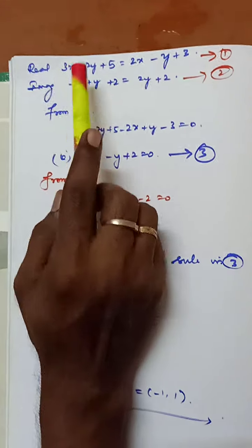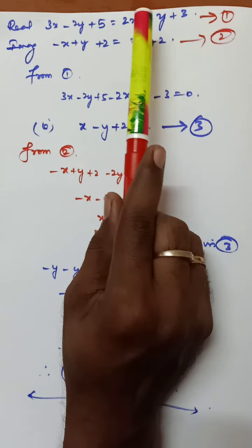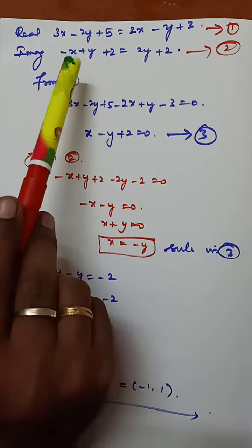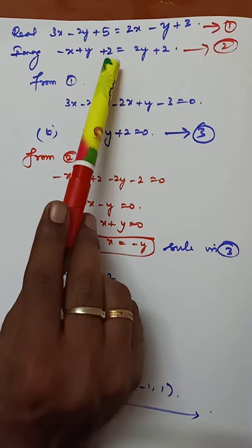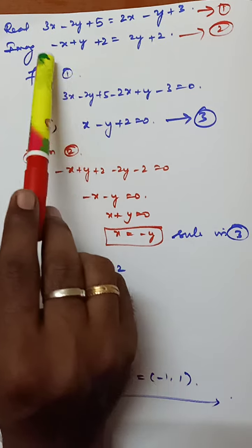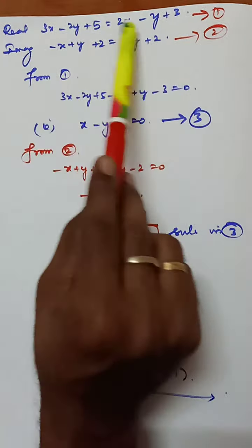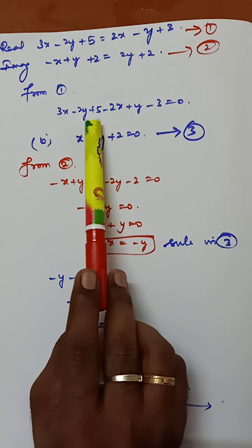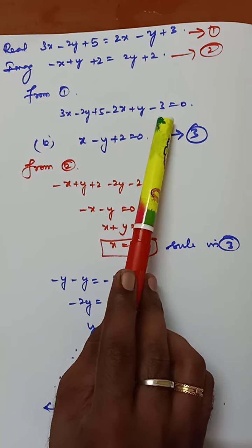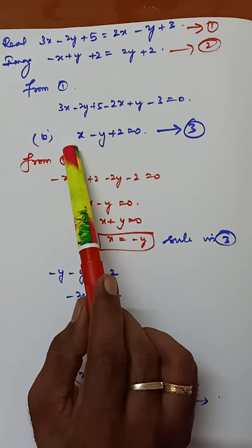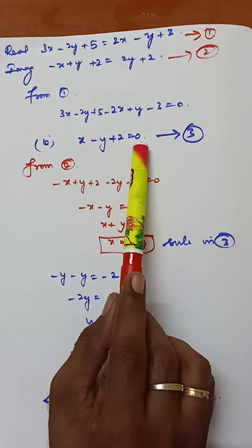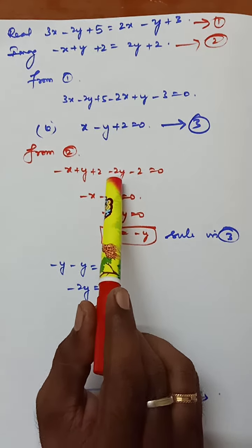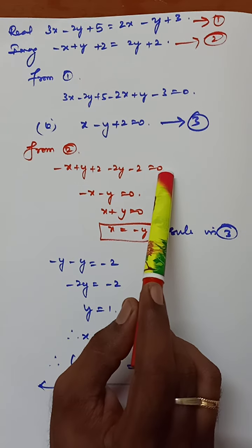Your real parts: 3x minus 2y plus 5 equal to 2x minus y plus 3. At the same time, your imaginary parts: minus x plus y plus 2 equal to 2y plus 2. You have to simplify the equations. From the first one, take all the terms to one side: 3x minus 2y plus 5 minus 2x plus y minus 3 equals 0. That becomes x minus y plus 2 equal to 0. And your second equation: minus x plus y plus 2 minus 2y minus 2 equal to 0.